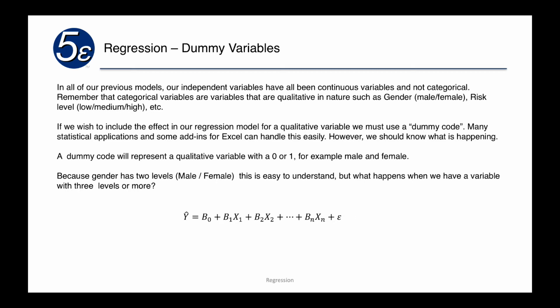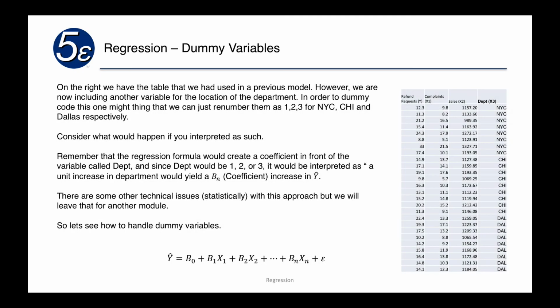So dummy code represents a qualitative value with a 0 or 1, male or female. Because gender has 2 levels, male and female, this is easy to understand. But what happens when we have a variable with 3 levels or more? So on the right, we have a table that we've used in a previous model. However, we're now including another variable for the location of the department. The location of the departments can be New York City, Chicago, and Dallas, respectively. Now, in order to dummy code this, one might think, well, I'll just number them 1, 2, and 3.